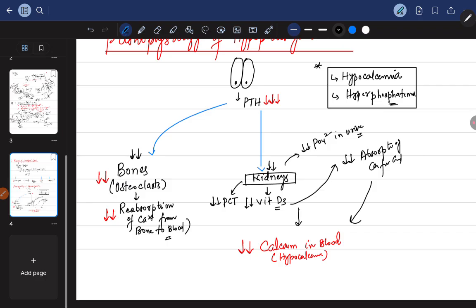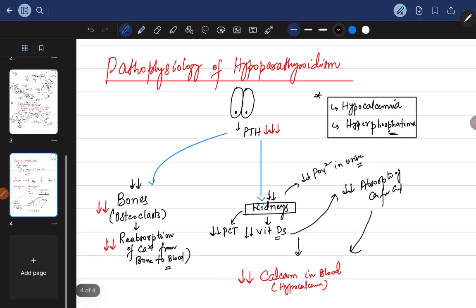Okay, these two things you have to remember, that hypoparathyroidism is characterized by hypocalcemia and hyperphosphatemia, because when we will be discussing the diagnosis of hypoparathyroidism, you have a case, and you think that from the clinical signs which we will see shortly, this is a case of hypoparathyroidism.